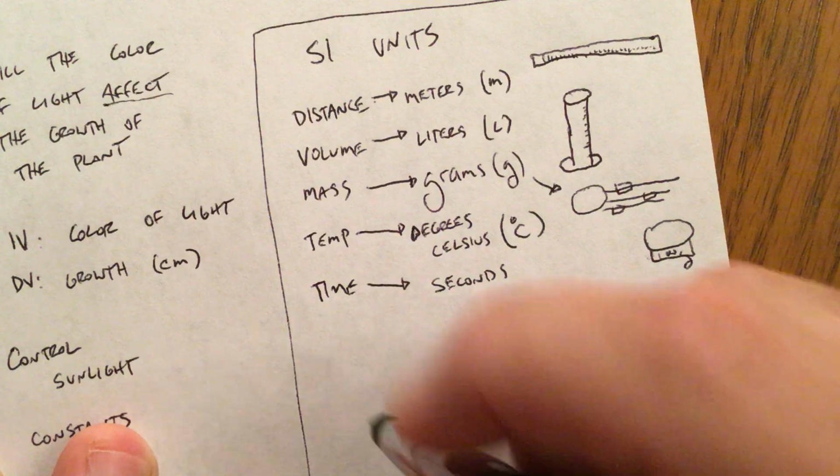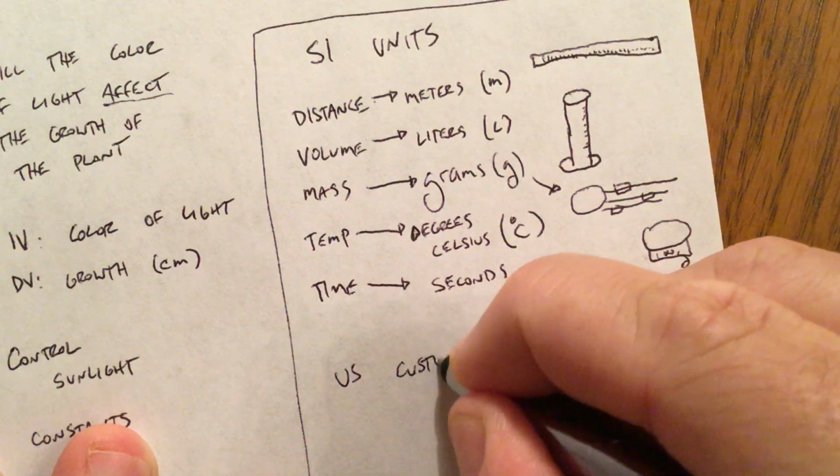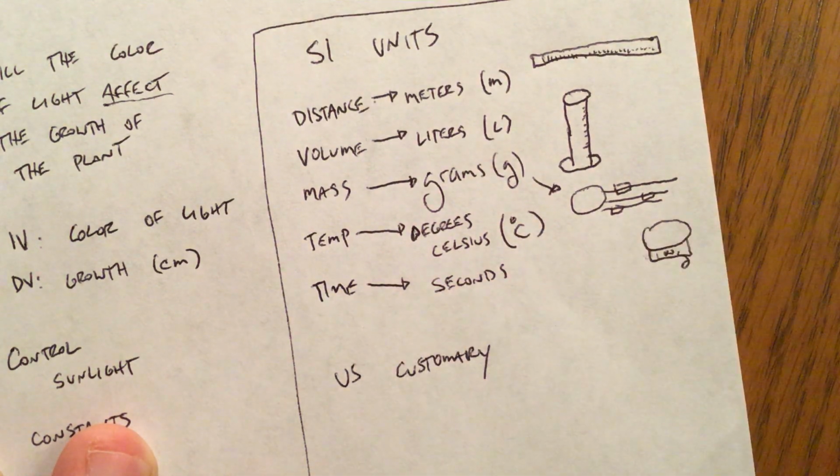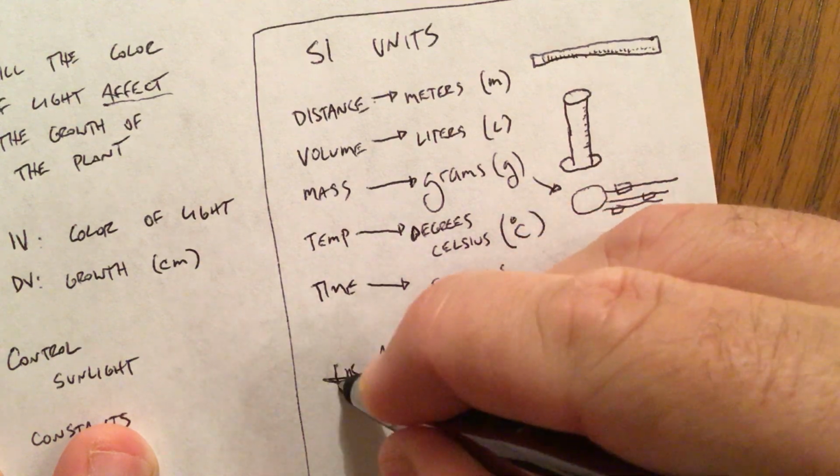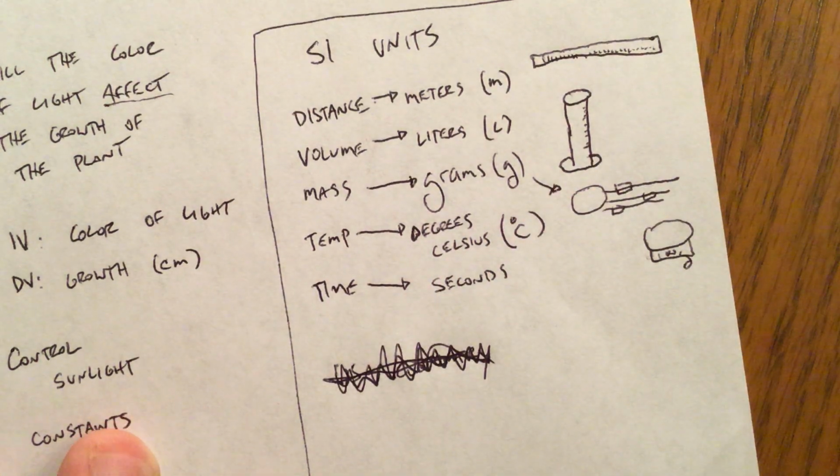And in the United States, we use US customary units, and we're one of 3 countries that doesn't use the metric system in our day-to-day lives. But as a scientist, you always use the metric system.